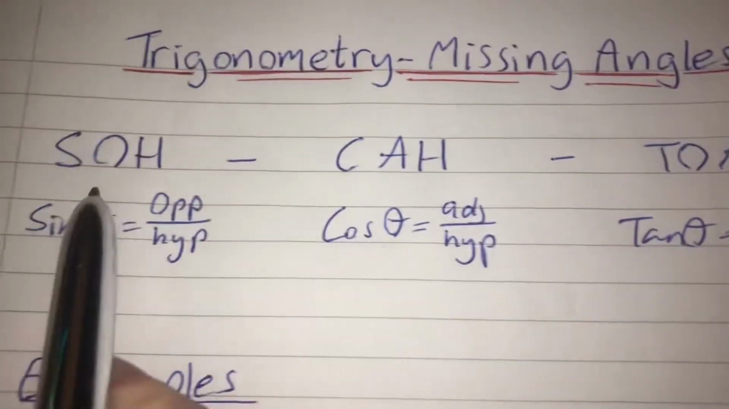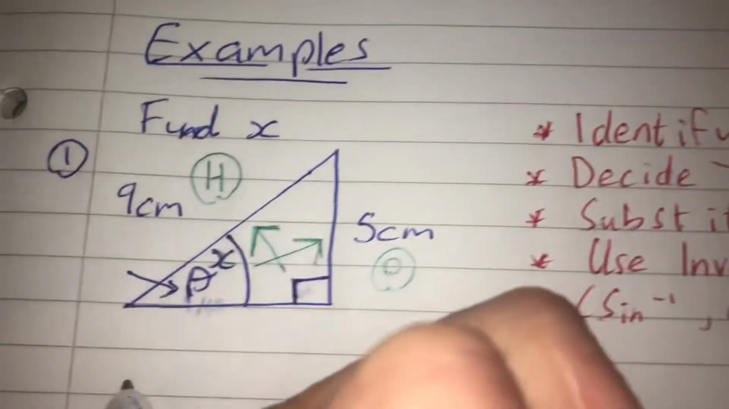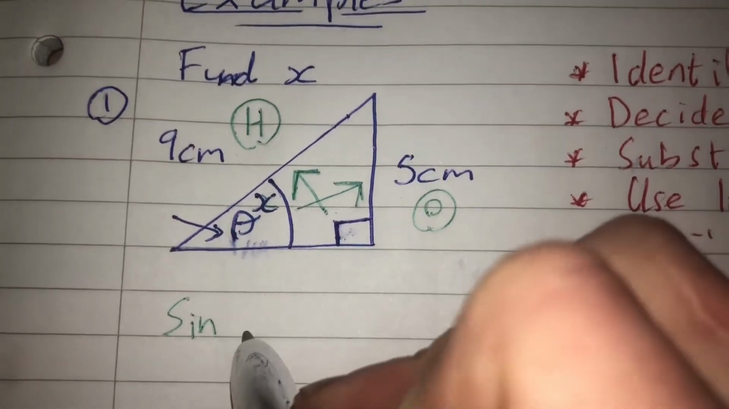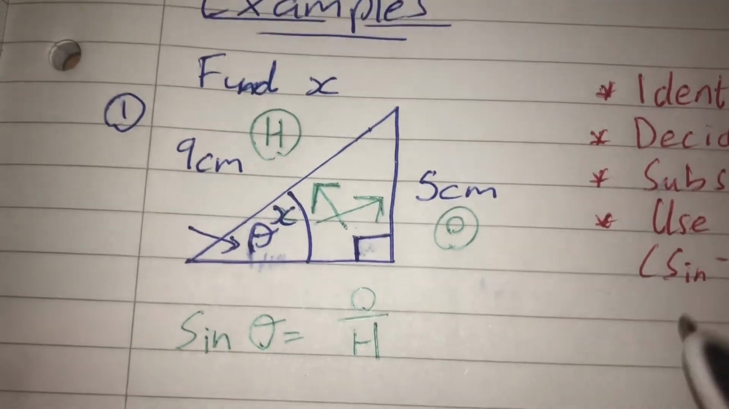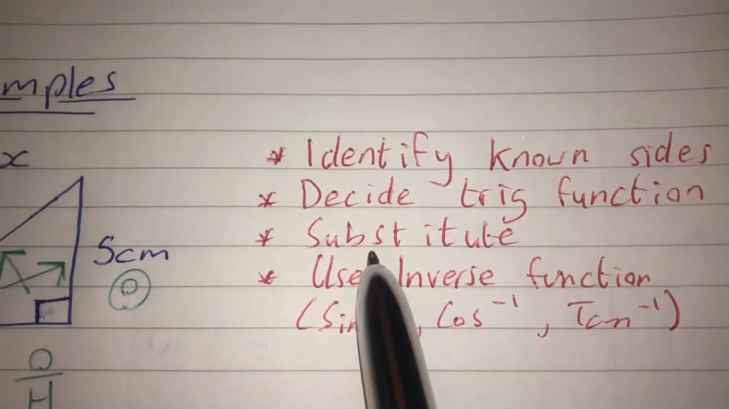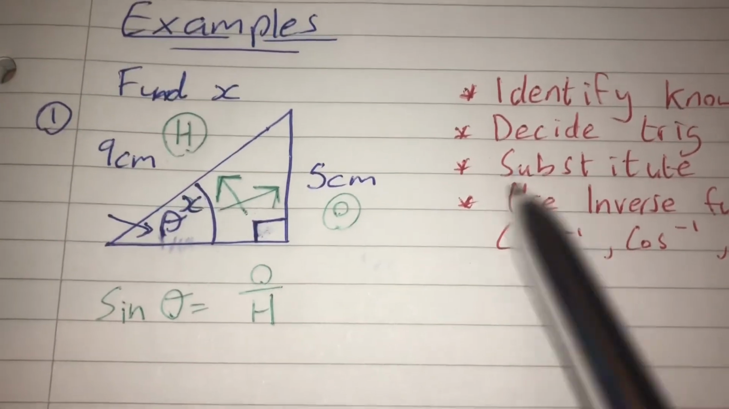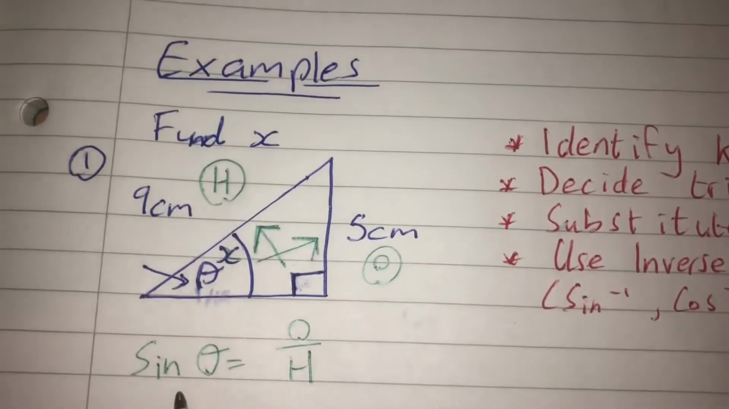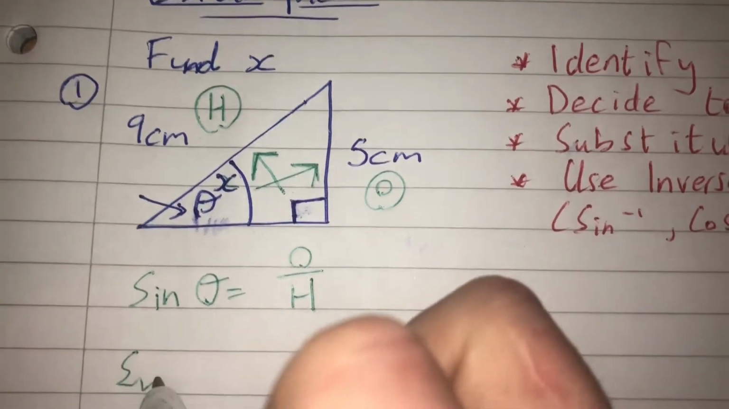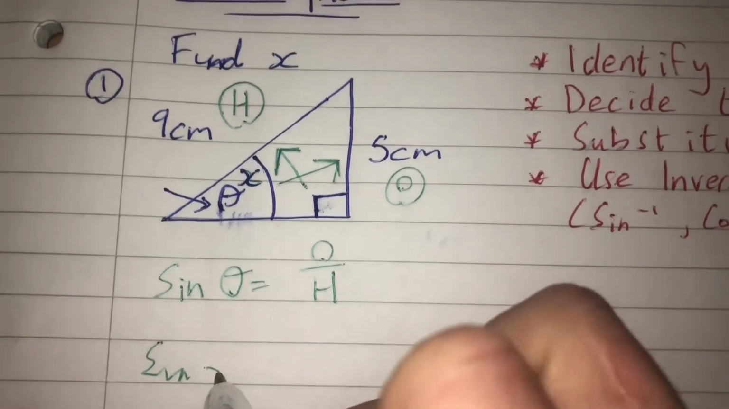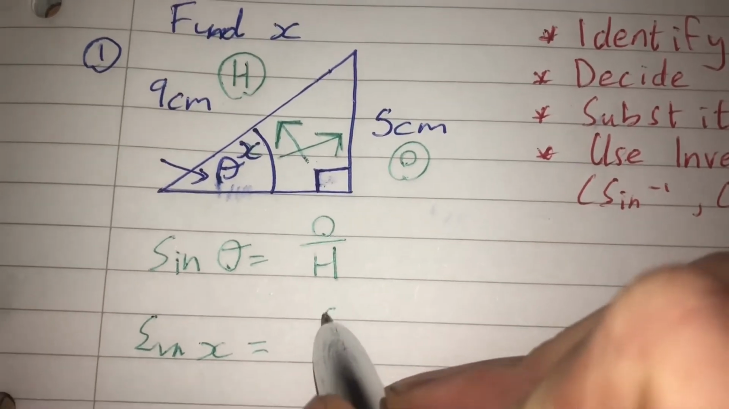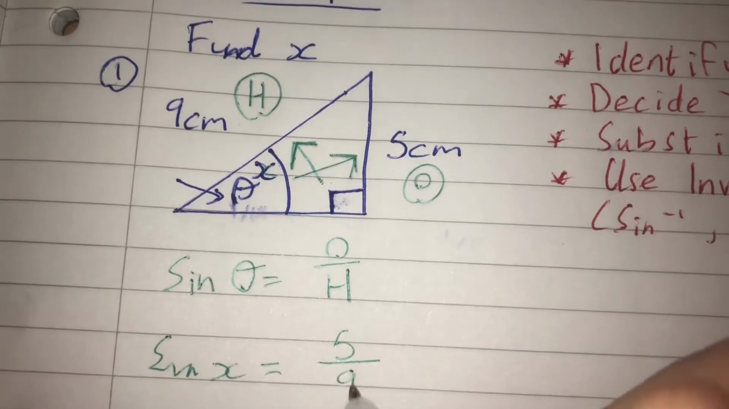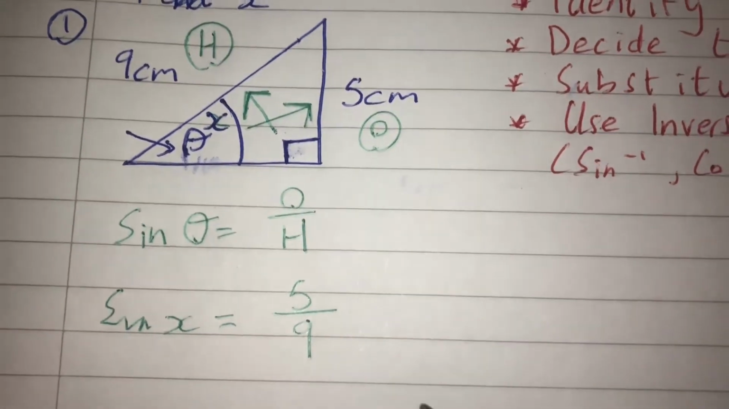So SOH CAH TOA, opposite and hypotenuse, means we're using sine. The second step is to decide the trig function, and we're using sine. So sine theta equals opposite over hypotenuse. The next step, again the same as the first video when we were finding a missing side, is to substitute in our values. Theta is the angle, so you can either leave it as theta, or in this case x, equals opposite, which is 5, over the hypotenuse, which is 9.